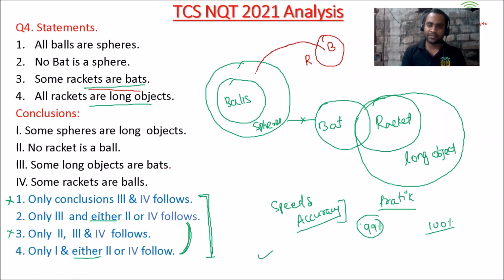So I am making this diagram like this. Okay. So some rackets are bats. Some rackets are bats. Okay. No problem. Fine. It is not violating any of your statements. And all rackets are long objects. All rackets are, so all rackets will be inside. Okay. So all rackets will be inside long objects.